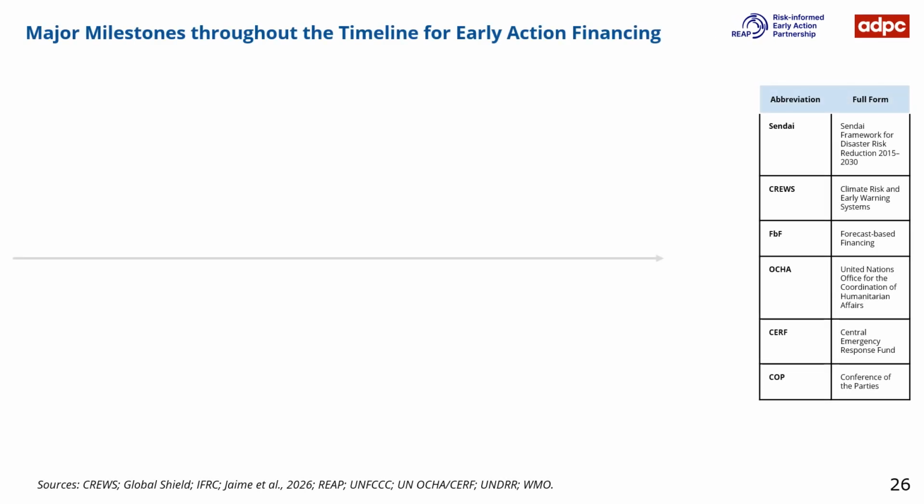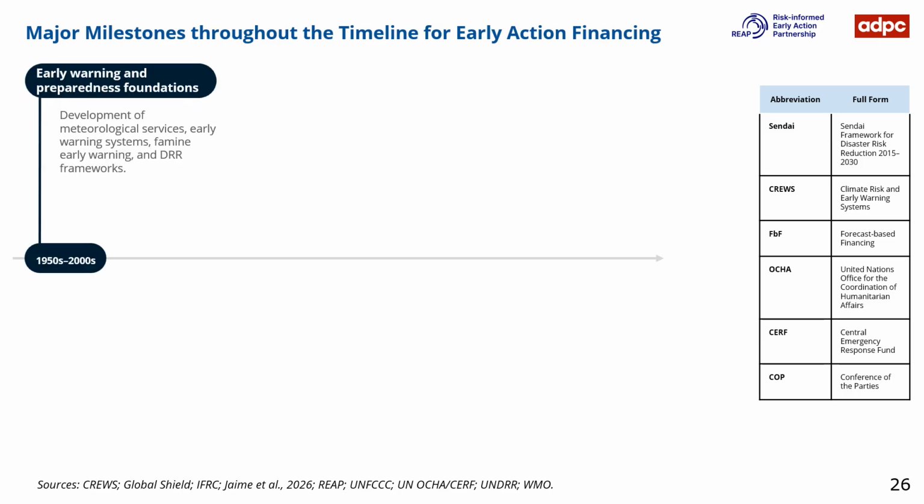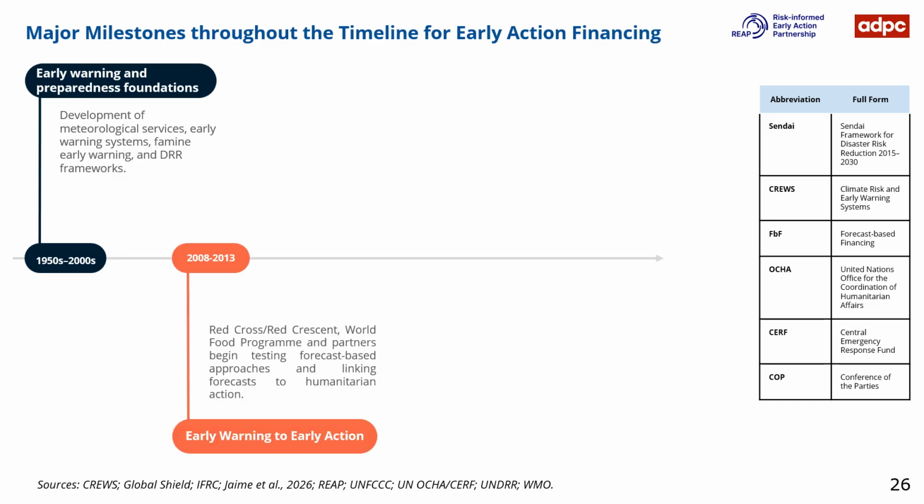This slide shifts from climate finance milestones to early action financing milestones. The foundations were built over decades through meteorological services, early warning systems, famine early warning, and disaster risk reduction frameworks. Between 2008 and 2013, Red Cross and Red Crescent actors, the World Food Programme, and partners began testing forecast-based approaches and linking forecasts to humanitarian action.